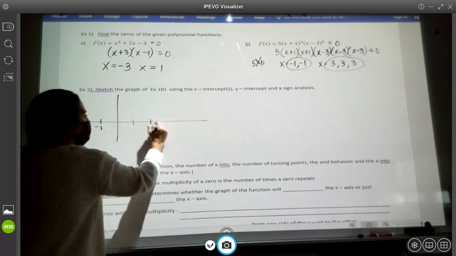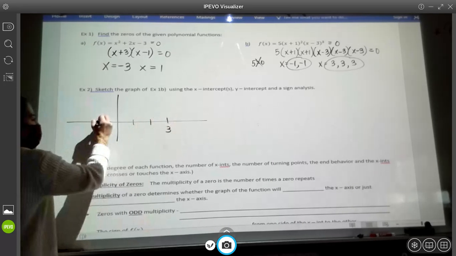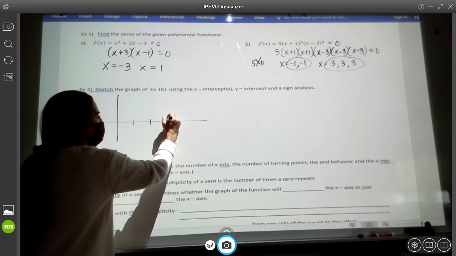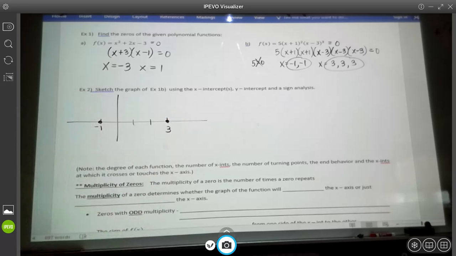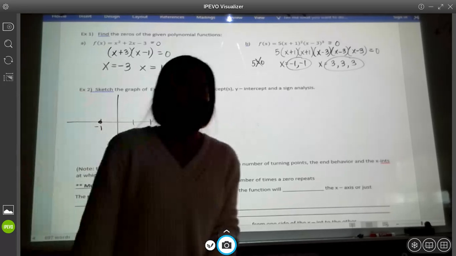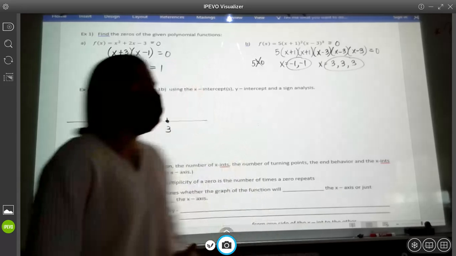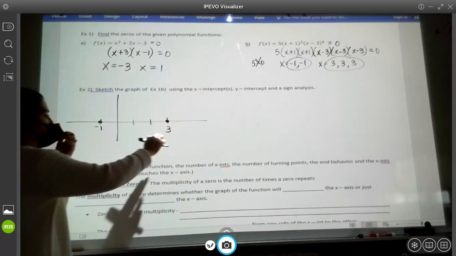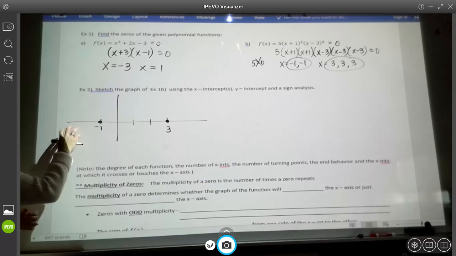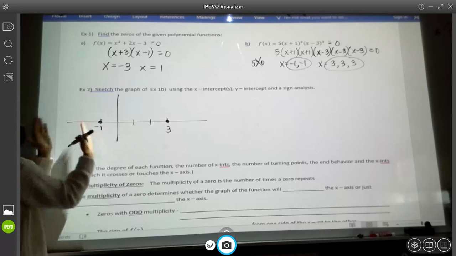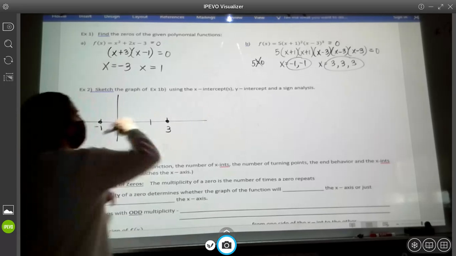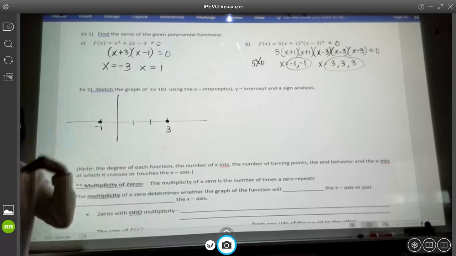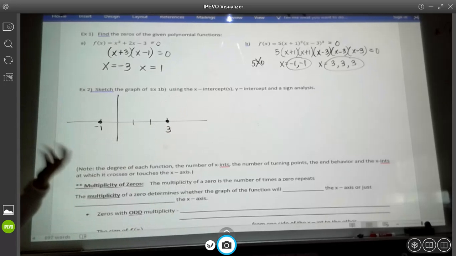-1, -3. So you plot your x-intercepts. I believe in Algebra 2, the way you are asked to graph a polynomial is once you know your x-intercepts, you are then asked to pick a number on each interval, like here, here, and here, and you had to create more points. You had to pick numbers, plug them into the polynomial, and create more.